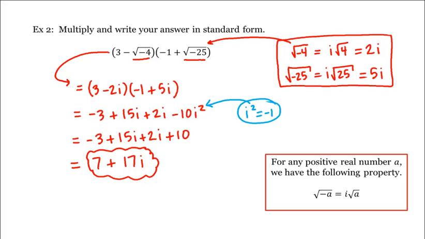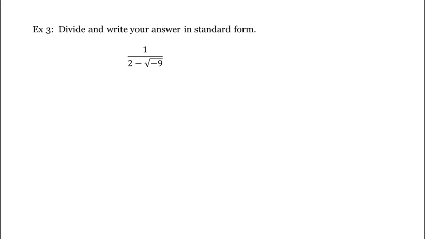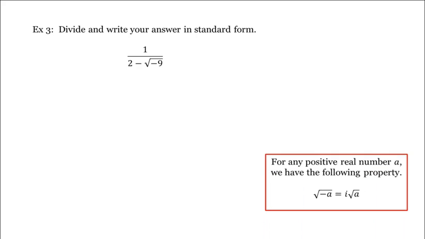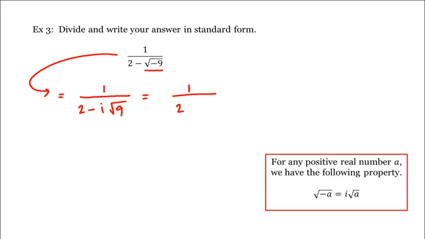All right, let's see one more example. Let's divide and write our answer in standard form. Again, we're going to use this property here on this square root of -9. That is, this is equal to 1 divided by 2 minus i times the square root of 9, which is equal to 1 divided by 2 minus 3i. And now we need to multiply both the numerator and denominator by the conjugate of the denominator, which is 2 plus 3i.